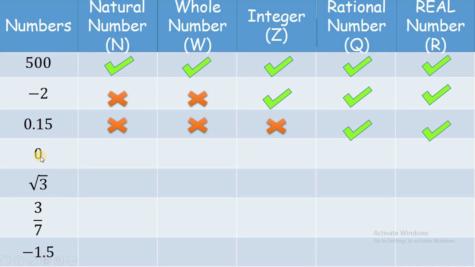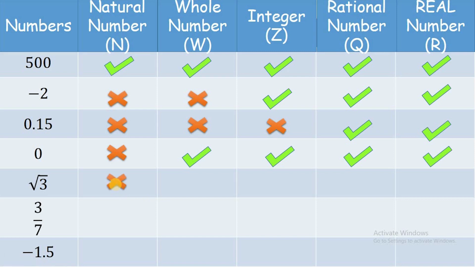Now, the fourth example is 0. Now, 0 is not a natural number because natural numbers include numbers such as 1, 2, 3, 4 and so on. It does not include 0. But 0 is a whole number. When we defined whole numbers, we mentioned that whole numbers are the collection of natural numbers and 0. Therefore, 0 is a whole number. And every whole number is an integer, every whole number is a rational, and every whole number is a real.